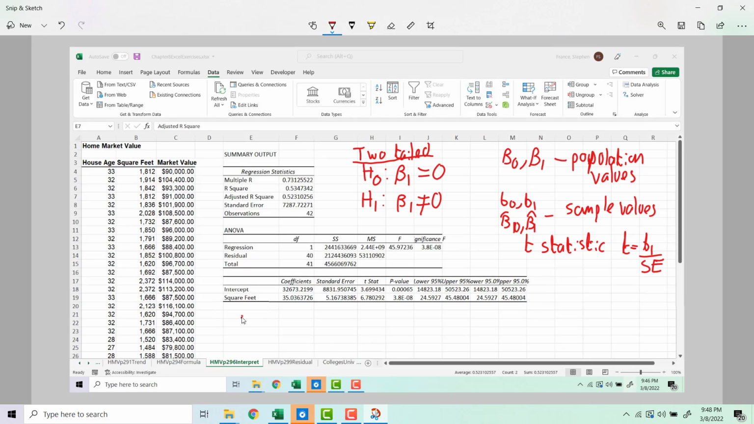Now for the test, we're going to reject H0 if the absolute value of my t is greater than t alpha over 2, as it's a two-tailed test, where alpha is my type 1 error.